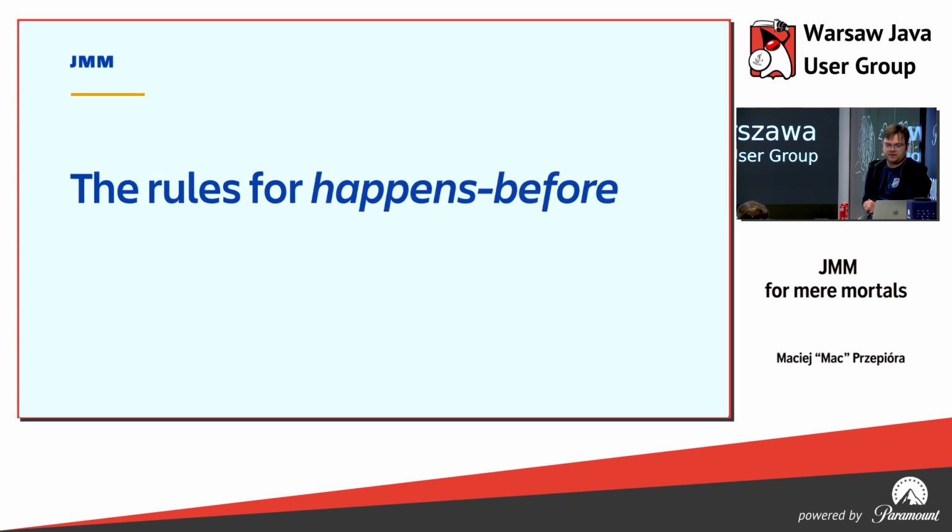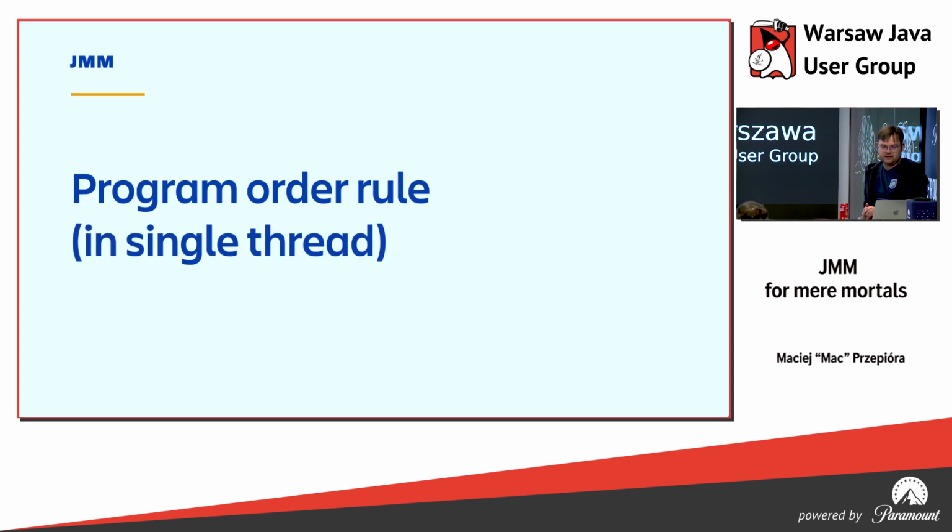So there are actually a couple of rules that the Java memory model defines for this partial ordering. The first rule is that in a single thread, everything happens before every action that comes later in the program order.